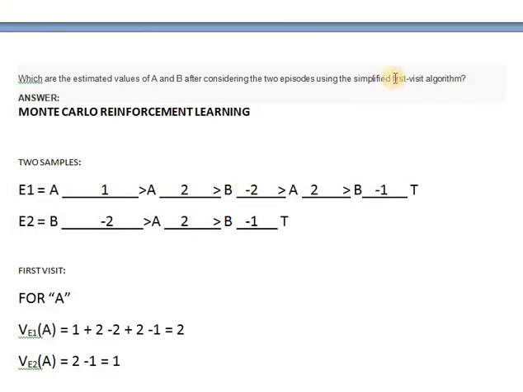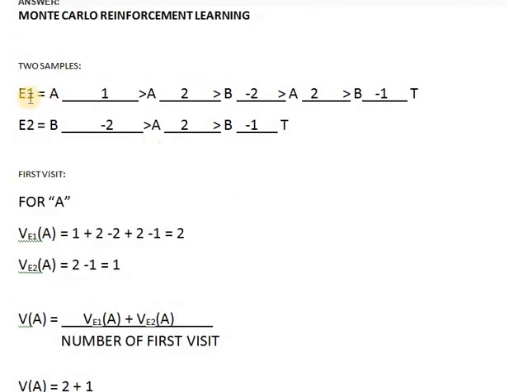Our question clearly mentions that it has to be solved with the first visit algorithm. What is our first visit algorithm? In this entire sequence, we have to consider only the first visit of our alphabet. If we are taking A as our alphabet or instance, from this entire case we have to consider only A when it is visited the first time. So in this sequence, A is visited for the first time in this area. From that onwards we are calculating the rewards given over here.